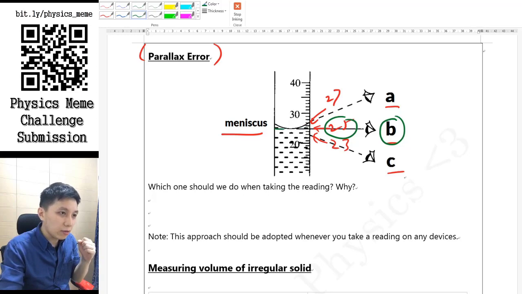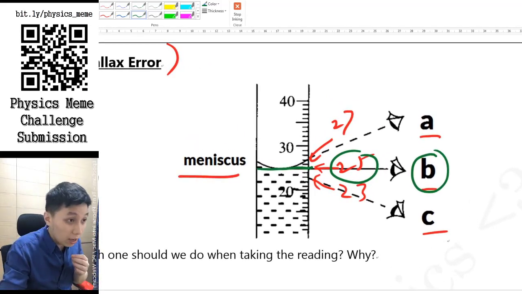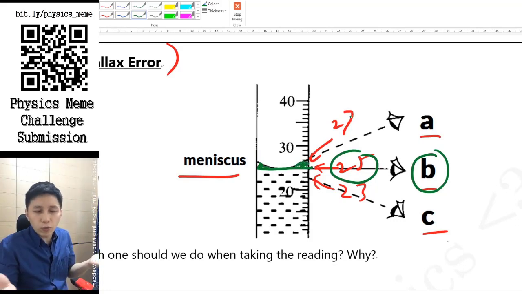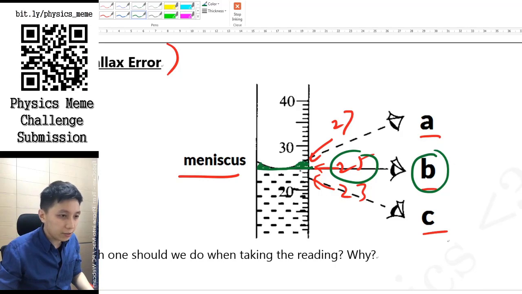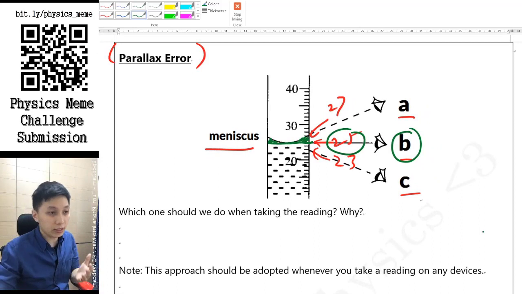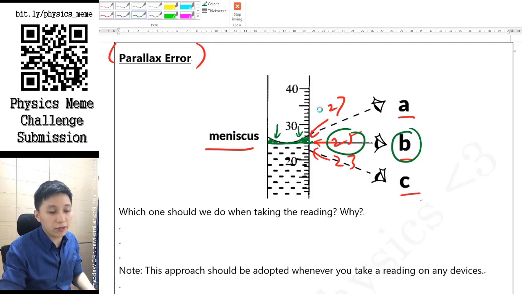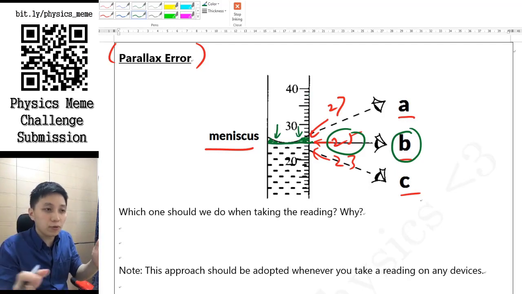Then you may say, hey, Mr. Wong, this is not fair, because if you zoom in and think about the actual volume that it occupied, you can see that there's actually some extra liquid here. Why don't we account for that? And the answer is that the measuring cylinders that we use actually have a special design already. The bottom of the measuring cylinder is not actually flat, right? It's actually curved as well. So that compensates for this extra volume. So that's why you can feel comfortable just taking the bottom of the meniscus in your reading.